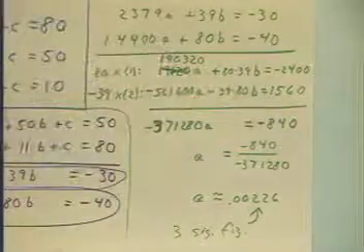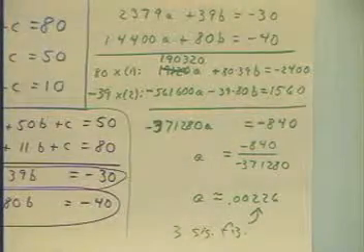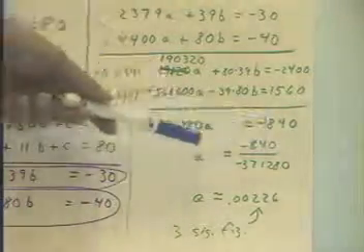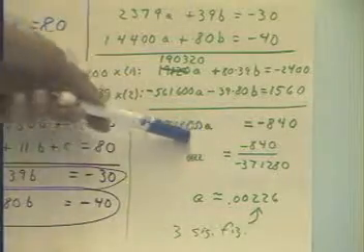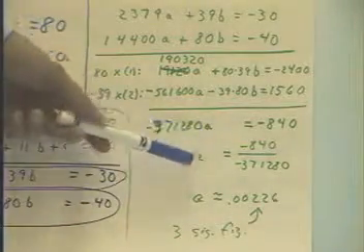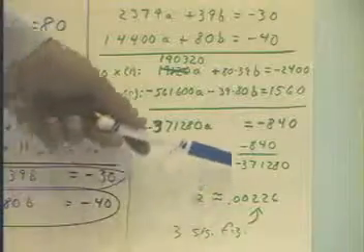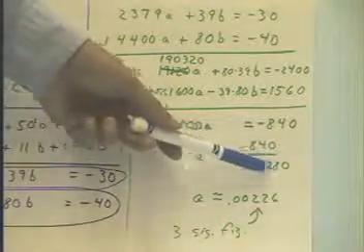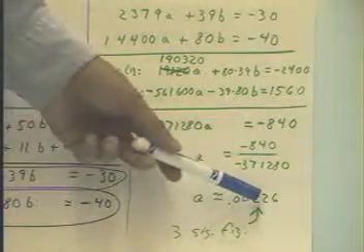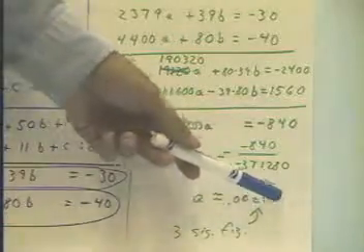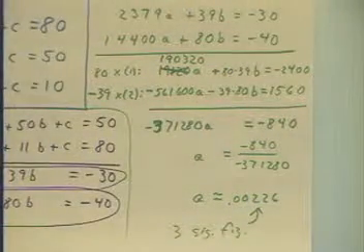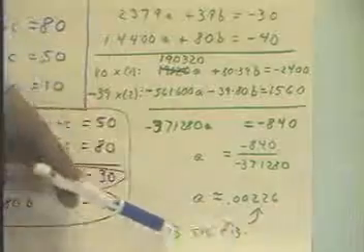negative 371,280a equals negative 840. And that equation is easily solved for A. We just divide both sides by the negative 371,280, and we get A equals negative 840 over 371,280, which is approximately 0.00226. Now we note that we round that off to three significant figures.